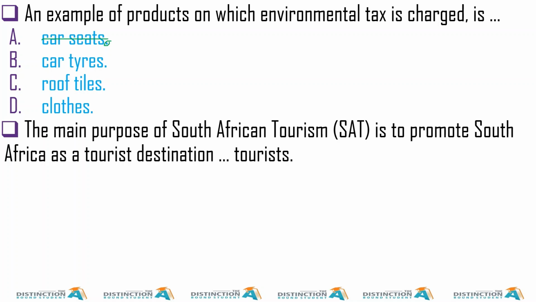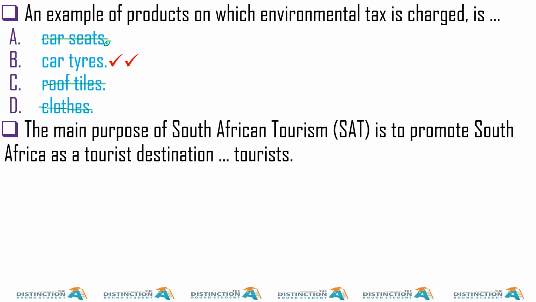And then car tires, yeah, they are not easy to dispose of. There are not so many things you could do with them, like recycling. I don't think it's possible. Maybe it is. I stand to be corrected there. Roof tiles, no. Clothes, no. Okay, so we are only left with one thing that is a possible yes, which is car tires.